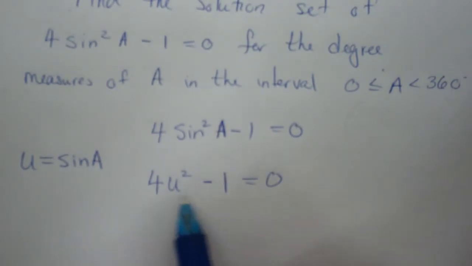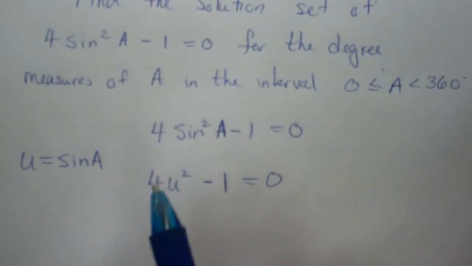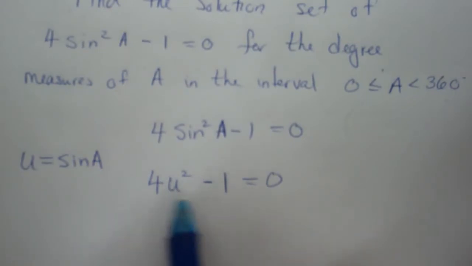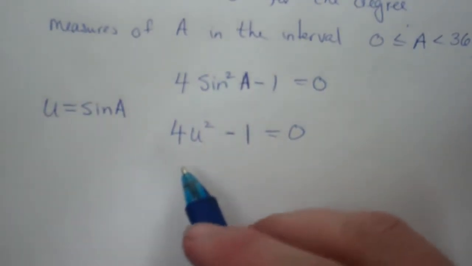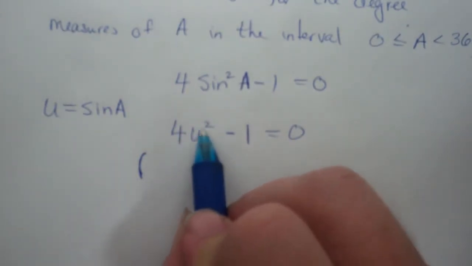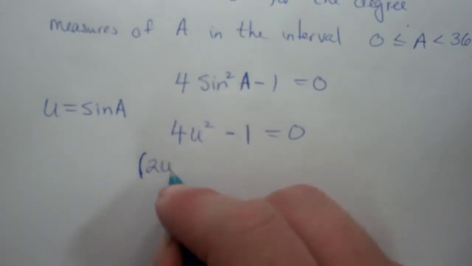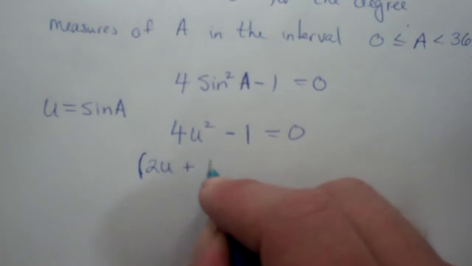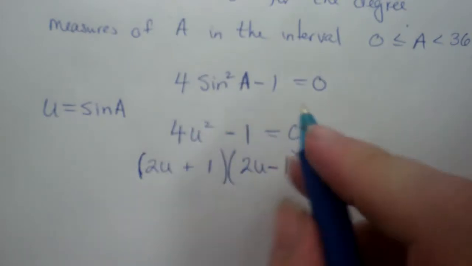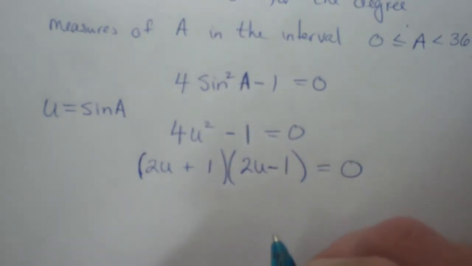Do you recognize the pattern that we have right here? Well, look at this. 4 is a perfect square. U squared is a perfect square. 1 is a perfect square. And we're taking the difference. So this is a difference of perfect squares. And hopefully you remember how to factor a difference of perfect squares very quickly. How do I get that 4u squared? Well, that'll be a 2u. And we're going to have 2u plus 1 and 2u minus 1. That's the pattern when you have a difference of perfect squares is equal to 0.